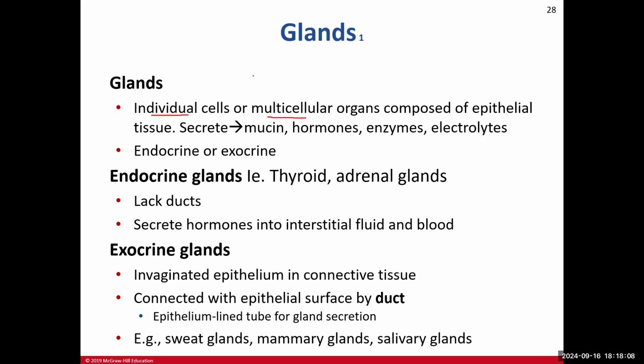And they have to do that because they don't have these cool things. They lack the ducts there. All right, but what we're going to be talking about more in this semester is going to be the exocrine glands. So they do have a duct.